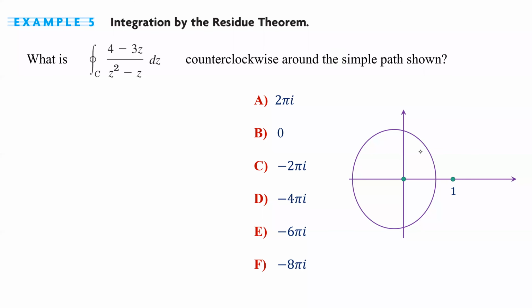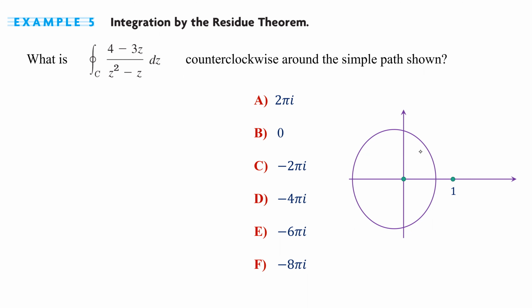Let me try. Yeah, z equals 0 is inside of the circle, so we calculate the residue at z equals 0. 4 minus 3 times 0 over 0 minus 1, which is negative 4. Multiplied by 2 pi I, we have negative 8 pi I. So you answered F, right? Yes. All right. Anybody else who answered B or C, because those were the most popular? All right. So yes, you're correct.